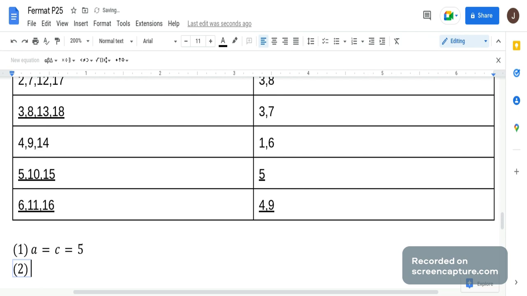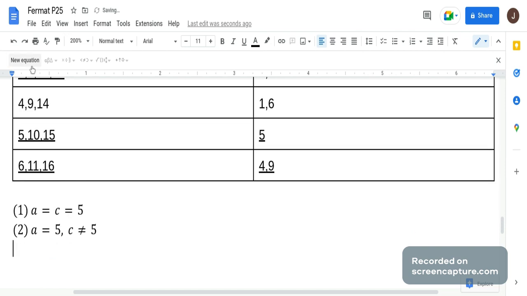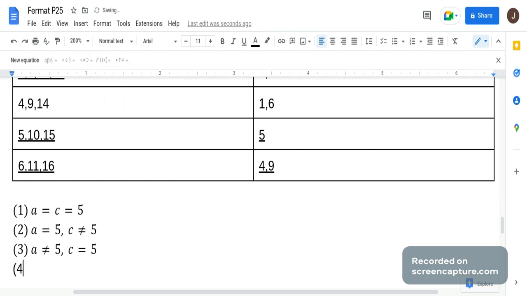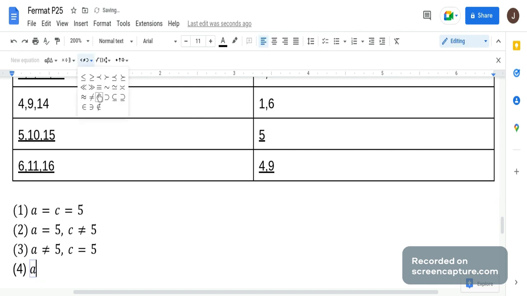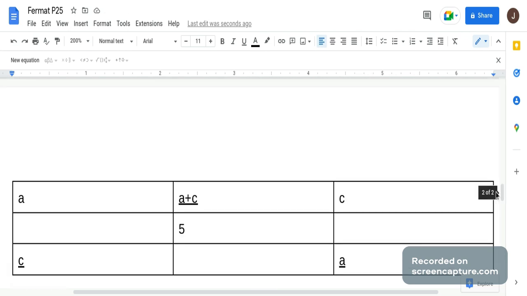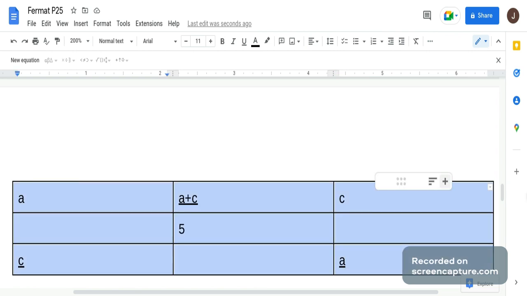A is equal to 5, C is not equal to 5. A is not equal to 5, C is equal to 5. So now we have those cases with us. Theoretically we need to worry more, but we don't have to worry. So now let's remember the graph there. This is what we currently have for the 3 times 3 graph.